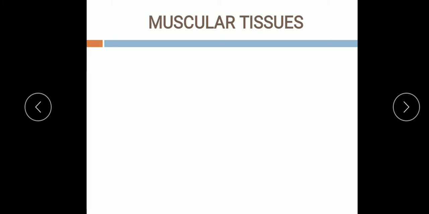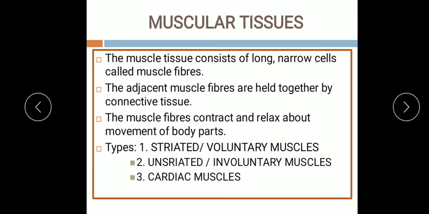Now the next type of tissue is the muscular tissue. What is muscular tissue? The muscular tissue is made up of long narrow cells known as muscle fibers, and these muscle fibers are held together by connective tissue. These muscle fibers contract and relax and bring about the movement of body parts. So they are basically responsible to move our body parts. You know, we move with the help of muscles.